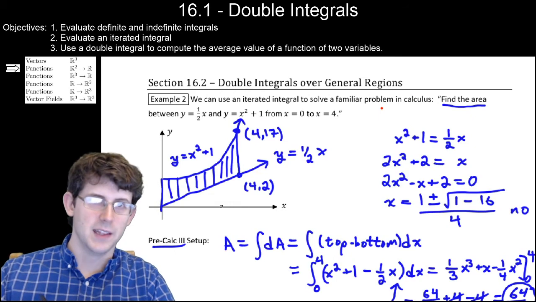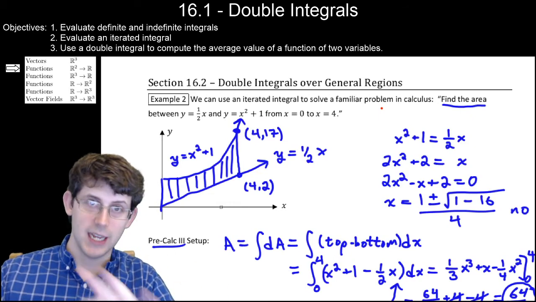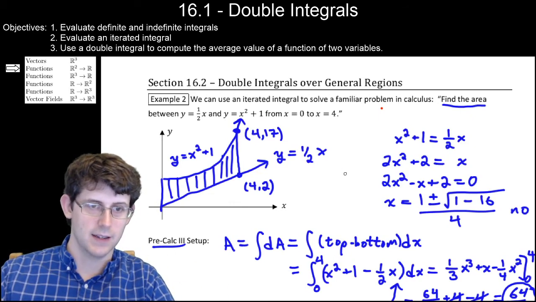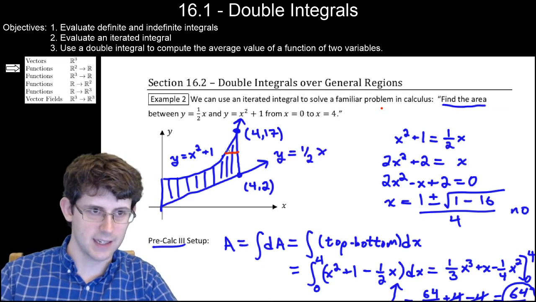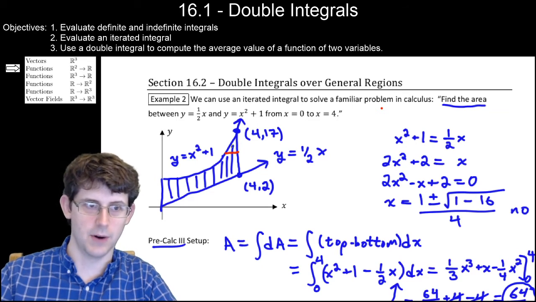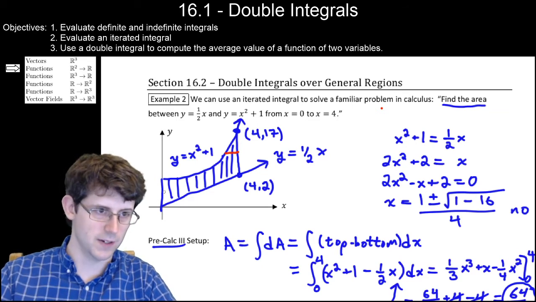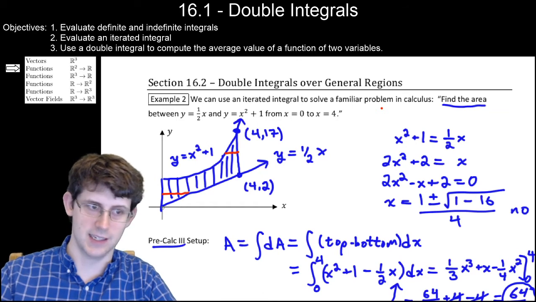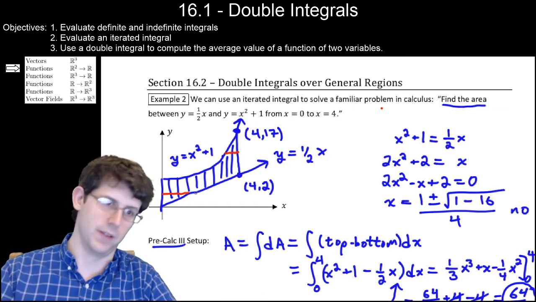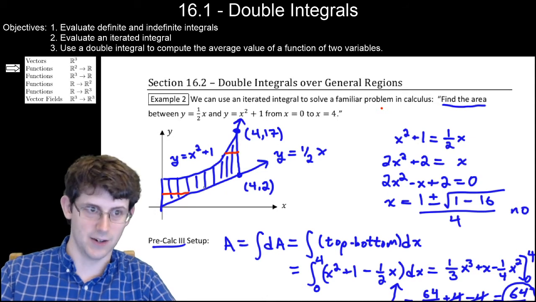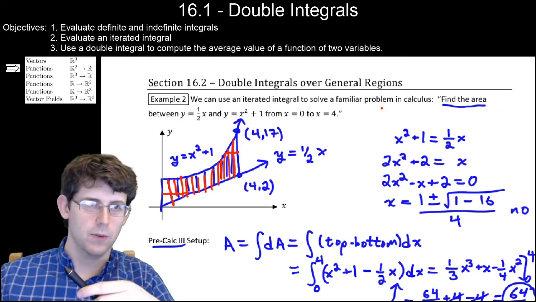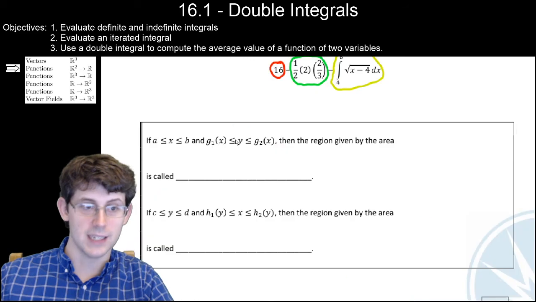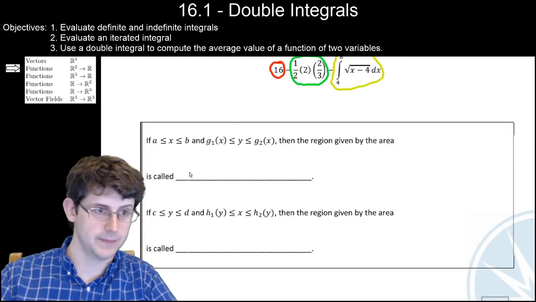This one, the left boundary and the right boundary change depending on where you're looking. If you're at this height, the left boundary is the parabola and the right boundary is a line. If you're down here, the left boundary is this other line and the right boundary is this other line. So it's not simple in this direction, but it was simple in the other direction. The bottom and the top functions are always the same. So those two options are called horizontally simple and vertically simple.